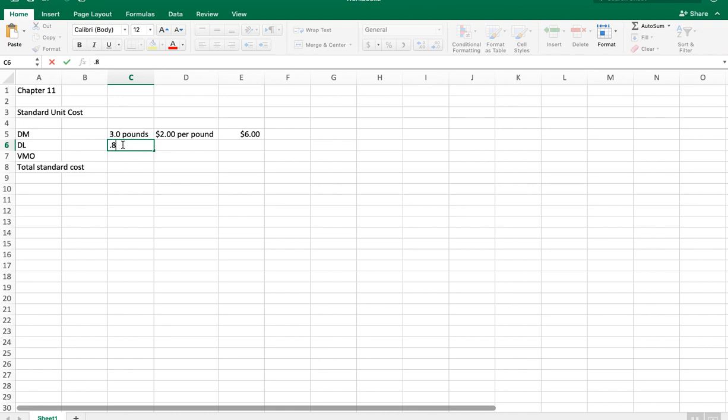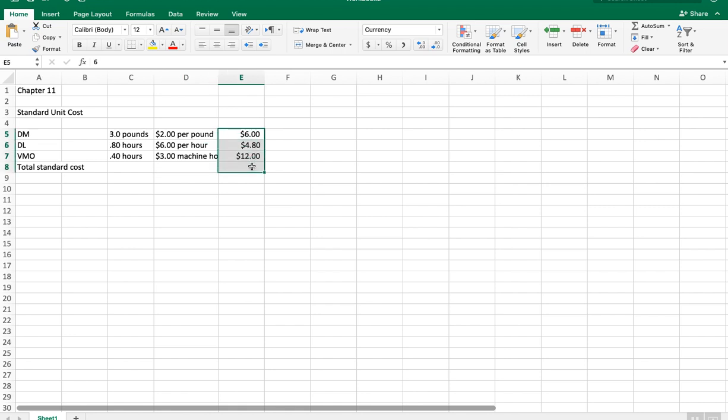Direct labor, we expect to spend 0.8 hours on each unit. We expect to pay $6 per hour, so it'll cost us $4.80. And then variable manufacturing overhead is based on machine hours, and we anticipate that we will have 0.4 hours per unit. The predetermined overhead rate that we have calculated is $3 per machine hour, so $1.20 in variable manufacturing overhead. So we have a standard unit cost of $12 per unit.